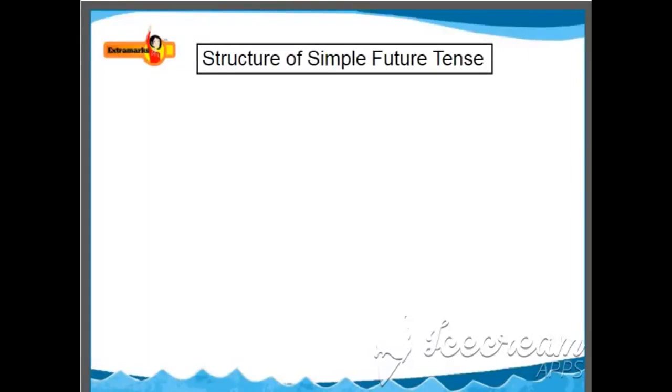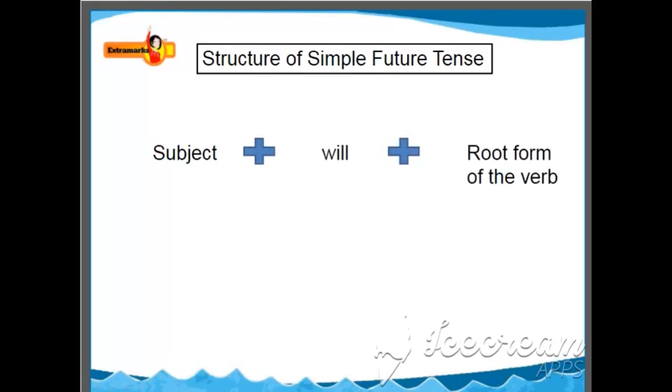Structure of simple future tense. The subject combines with will and the root form of the verb to form simple future tense. For example, she combines with will and the verb read to form she will read a book.